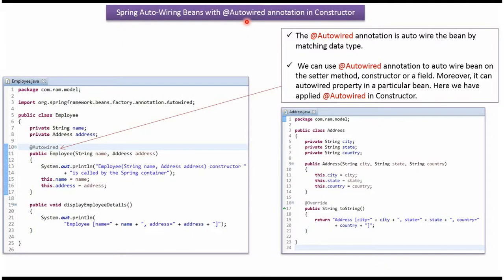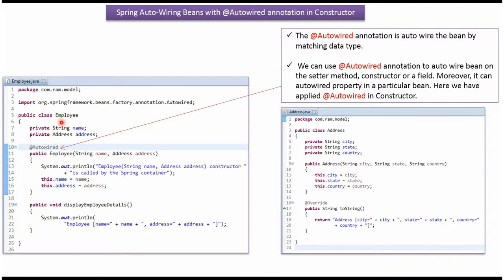In this video tutorial I will cover the @Autowired annotation in a constructor. Here I have defined the class Address. It has three properties: city, state and country. And it has an Address constructor which accepts city, state and country. Here I have overridden the toString method.